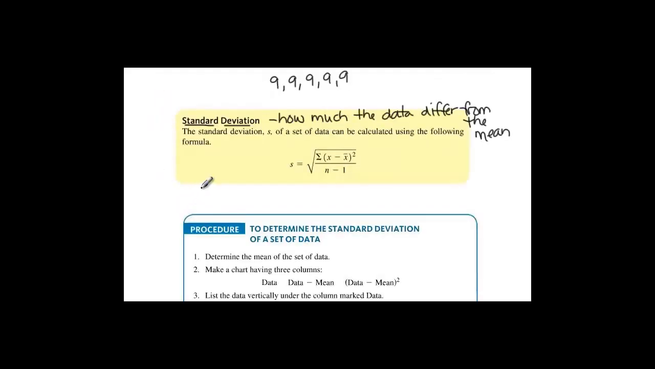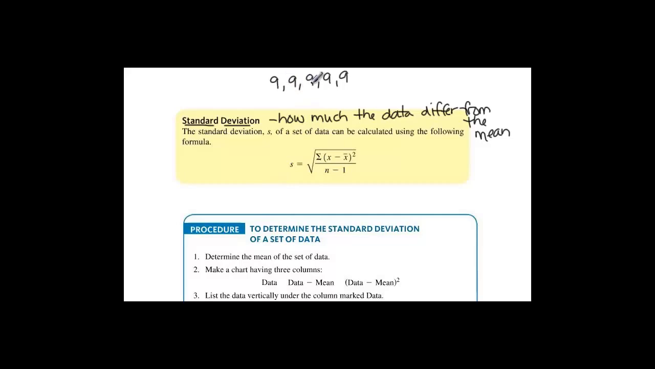So we've talked about range. Now let's look at another measure of dispersion. This one is standard deviation. What's nice about standard deviation is it describes how much the data differ from the mean. So let's look at this set. This is an easy one to explain since all of the data pieces are the same. Even just looking at it, we know that when I figure the mean, I would get 9.